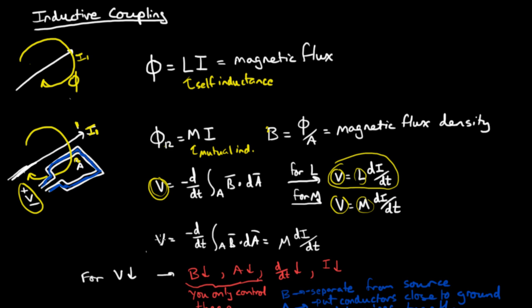Let's set these equal to each other. V equals negative d/dt times the integral of the magnetic flux density times the area, and that's going to equal M times di/dt, where this is I1. So we're talking about the voltage in the current loop, which is induced by the current in I1. Let me scroll down.